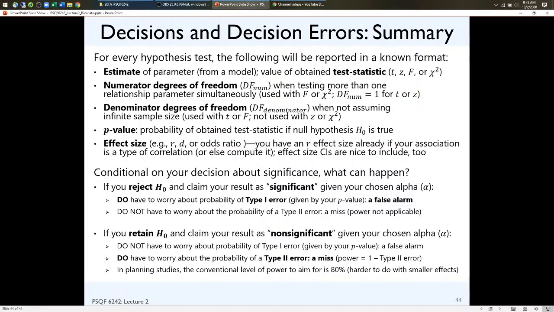Is it a power situation where there is something that's worth talking about, but you didn't have a good enough chance to find it because of a small sample? Or is it because there's no effect that is actually sizable enough to go find? So whenever you retain the null hypothesis, you declare something non-significant, you need to worry about power. You need to worry about type 2 errors or misses. Whenever you declare something to be significant, you do not need to worry about power, but you do need to worry about type 1 error. And that's my story.